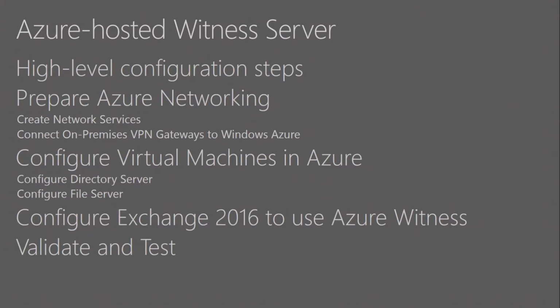High-level steps: configure the networking components, configure the actual virtual machines in Azure, so your domain controller and your file share witness, tell Exchange to use it, and then validate and test the heck out of it. Again, at the end, we'll talk a little bit about a new upcoming option, not tested and validated yet, but I'm really excited about it. It's called Cloud Witness.